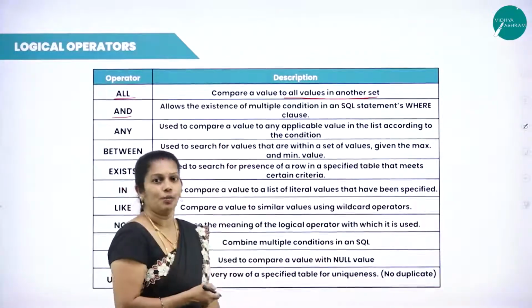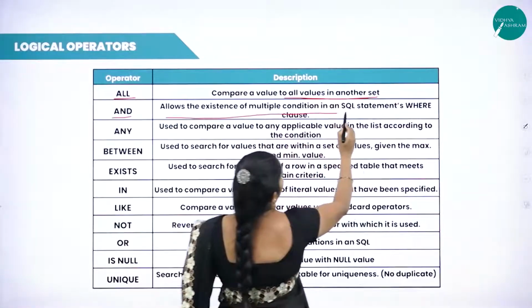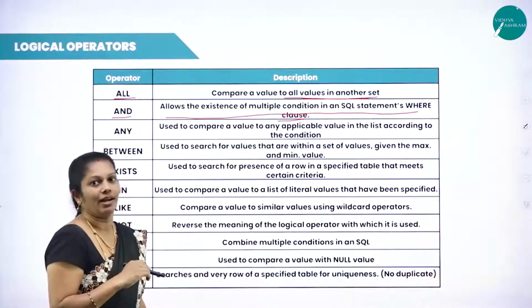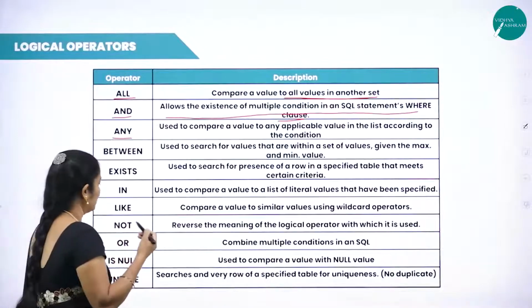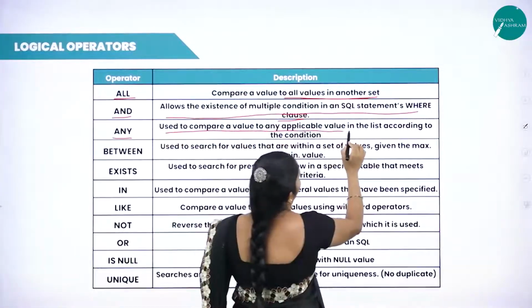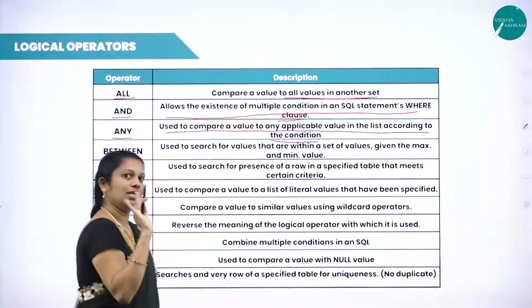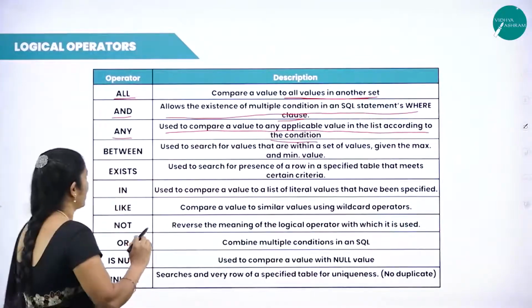Each and everything has to be satisfied. It allows the existence of multiple conditions in an SQL statement's WHERE clause, all of which have to be satisfied. And the next one, ANY. Any one has to be satisfied. It is used to compare a value to any applicable value in the list according to the condition. Any one has to be satisfied. Anything in the list has to be satisfied.